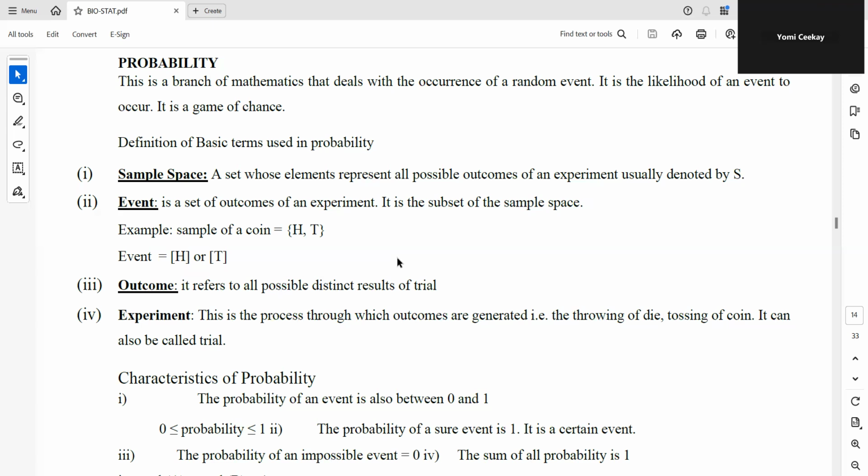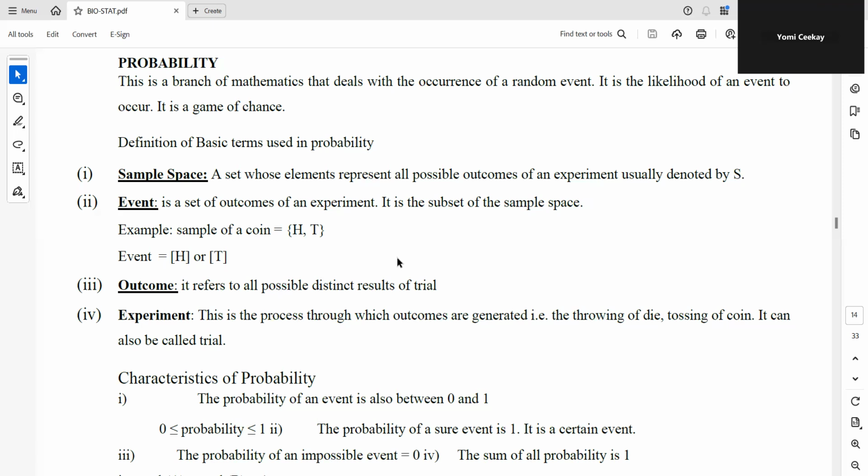For example, we talk about a coin. A coin has how many faces? Two faces. So our sample space is two: either a head or a tail. So we're talking about an event. An event that can occur with a coin is either a head or a tail. You can see a head is inside the sample space, head or tail. A tail is inside the sample space, head or tail.